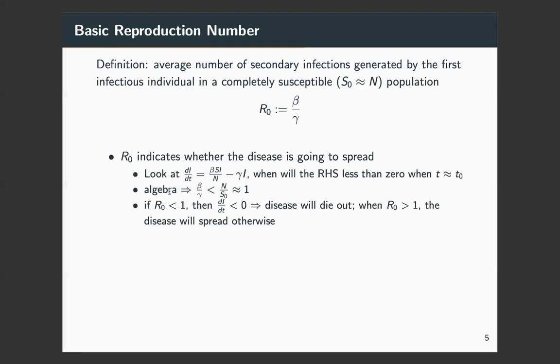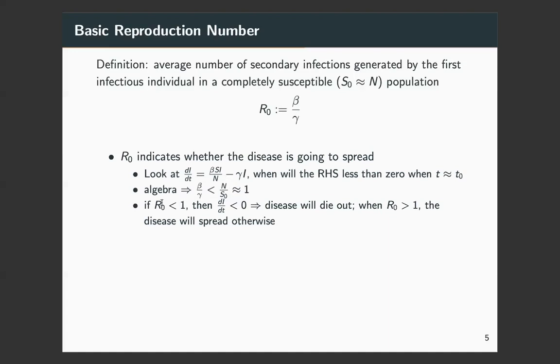If we do some algebra, the right-hand side of this equation being less than 0 is equivalent to this inequality, i.e. beta over gamma is less than N over S0. And in a completely susceptible population, this term is approximately 1.